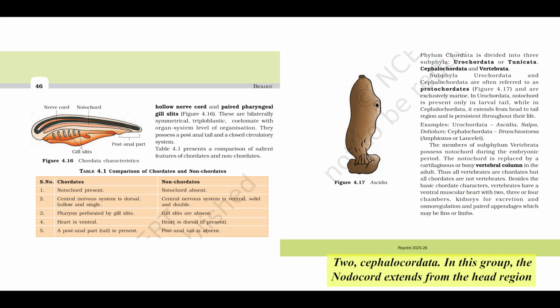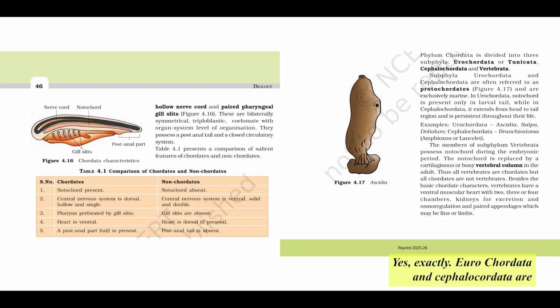2. Cephalochordata. In this group, the notochord extends from the head region right to the tail region, and importantly, it is persistent throughout their entire life. They are also exclusively marine. The classic example is Branchiostoma, commonly known as Amphioxus or lancelet. Urochordata and Cephalochordata, are these the protochordates?